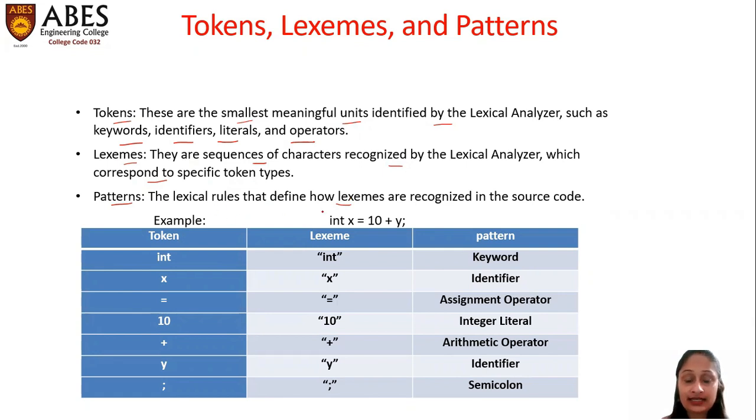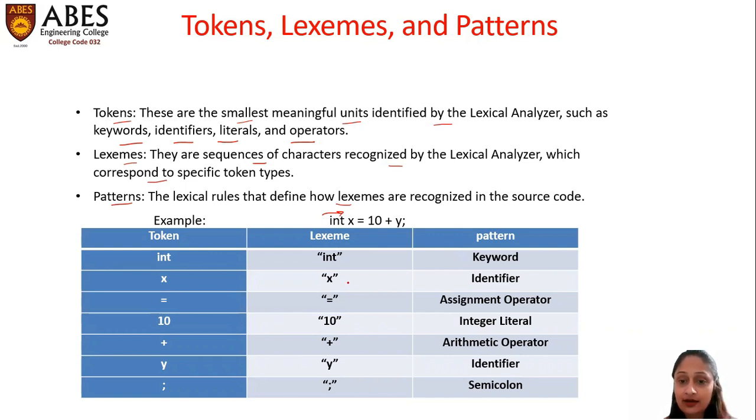Here, I'm taking an example. This is a line of code: int x = 10 + y. First of all, this line of code will be scanned by the lexical analyzer from left to right. First comes int. Int is a keyword in lexical rules. It's identified as a keyword.